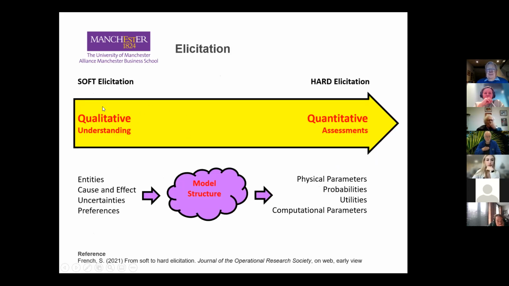So I've been arguing in the last paper, perhaps the last one I'll ever write, very strongly that we shouldn't talk about soft elicitation, or soft modeling, soft systems, model building, where you're worrying about the entities, cause and effect behaviors, uncertainties and preferences, building those into a model structure, and then getting to quantitative assessments of physical parameters, probabilities, utilities, computational parameters. We should see that as one whole process.